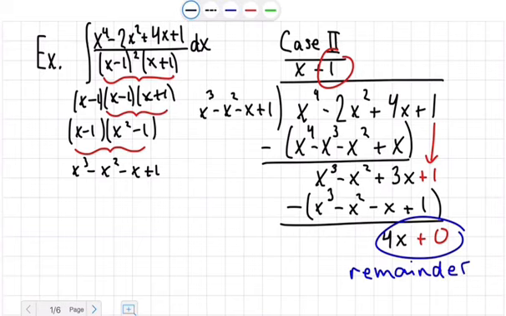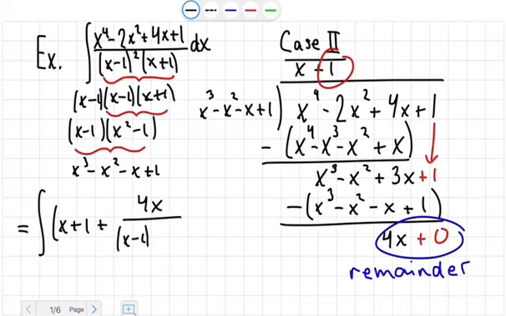and so our integral is going to be the integral of x plus 1, which is what we had divided out, and then we have the 4x remainder, so that's going to be plus 4x divided by our cubic, but let's factor our cubic because the next step here is going to be to integrate using partial fraction decomposition.